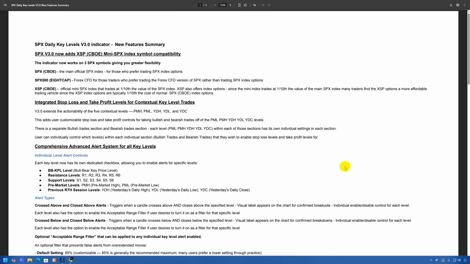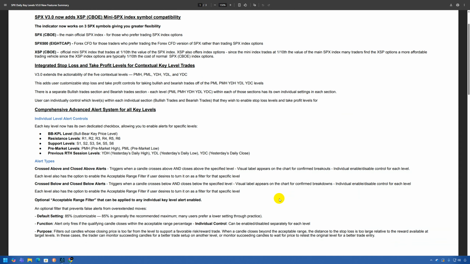Also, there are crossed below and closed below alerts, which offer the same controls as the crossed above and closed above alerts. This would be for bearish signals, when a candle crosses below and also closes below the specified level. The acceptable range filter is there for crossed and closed below alerts as well.